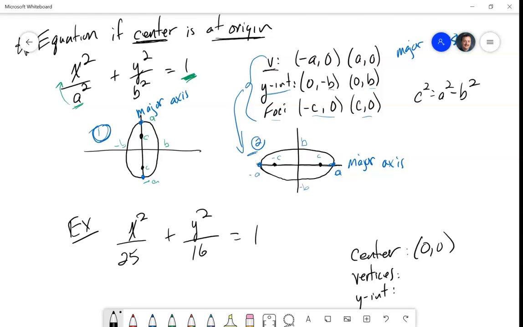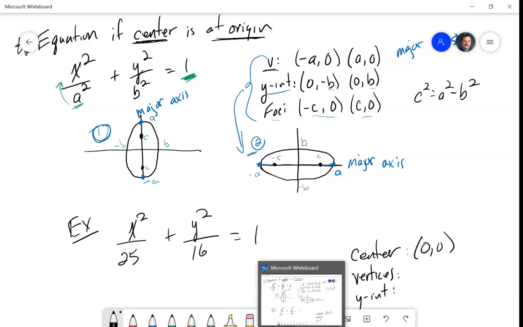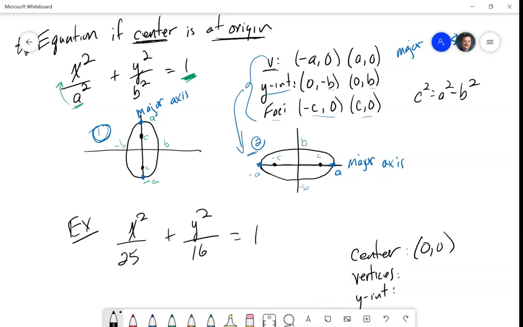I know the center is at the origin. And we'll see in a minute where it is not. Okay, so next, let's try to figure out the vertices.